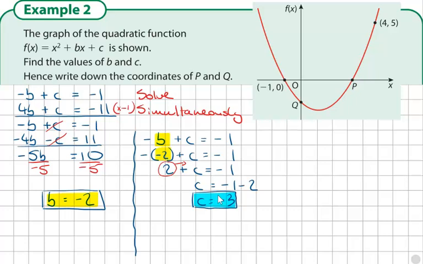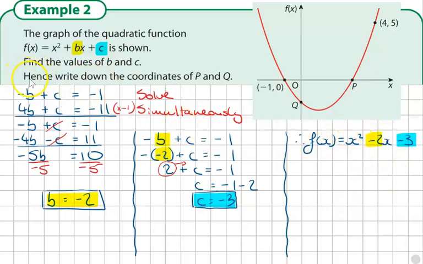So the actual function which was given was f of x equals x squared plus bx plus c. We now know that that function is f of x equals x squared minus 2x minus 3. So f of x equals x squared minus 2x minus 3. So this red curve, that's the actual function. F of x equals x squared minus 2x minus 3.